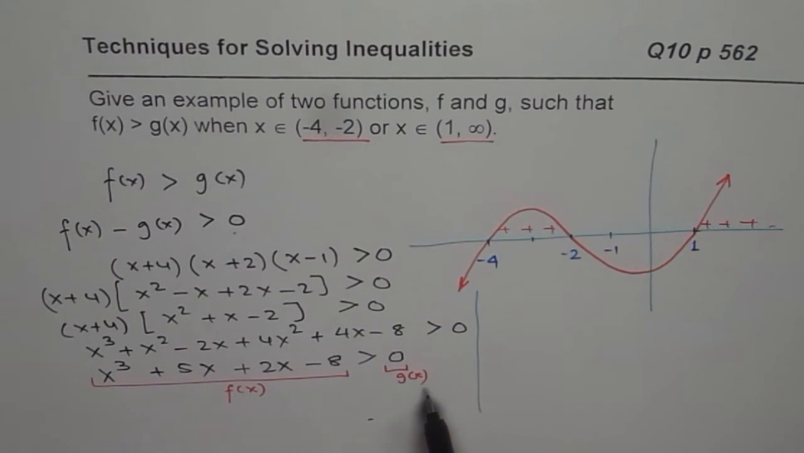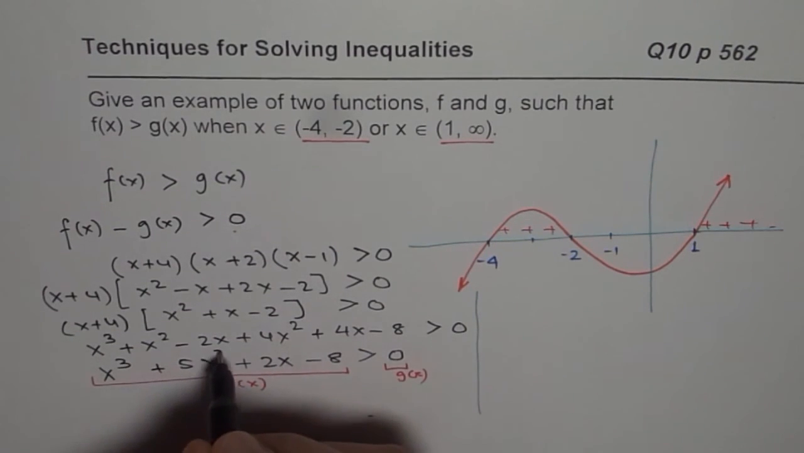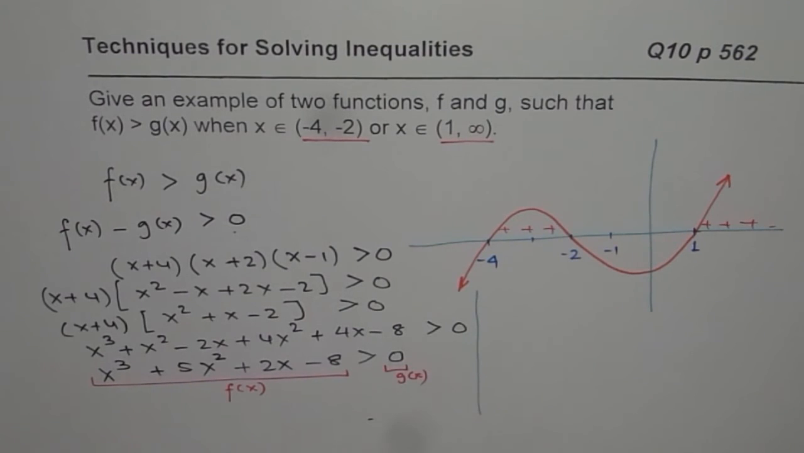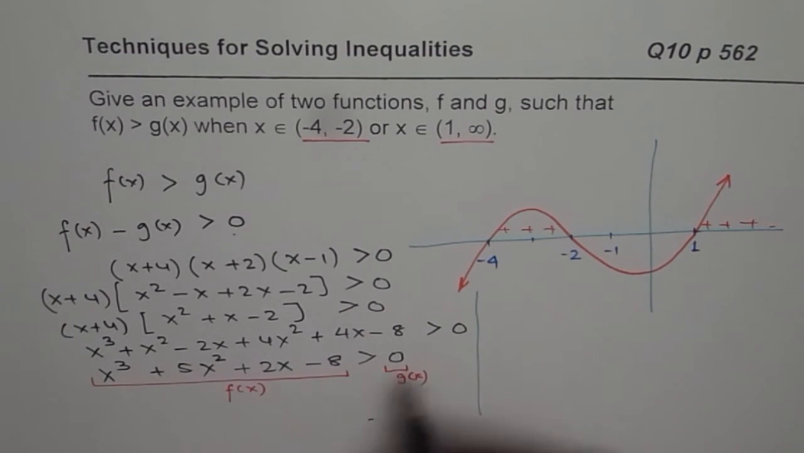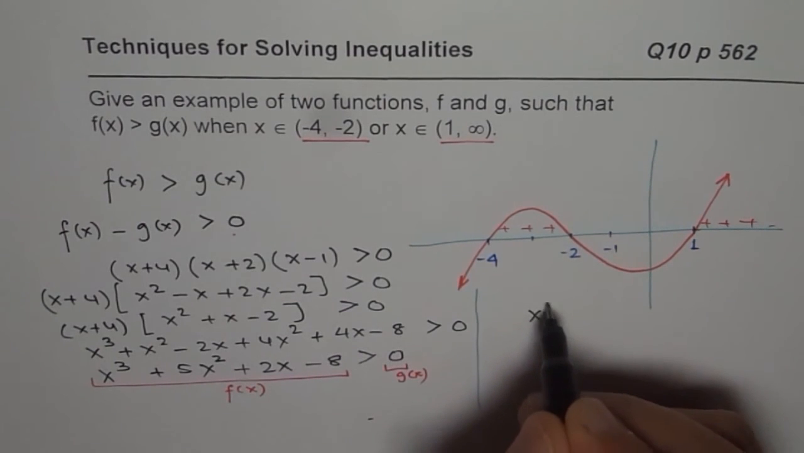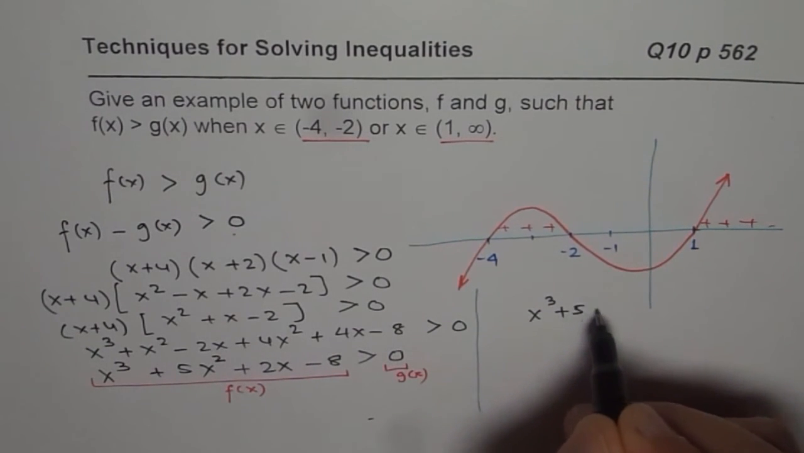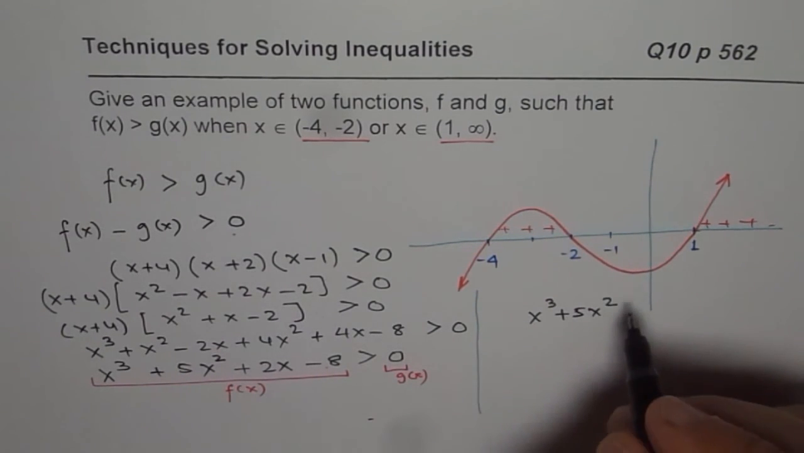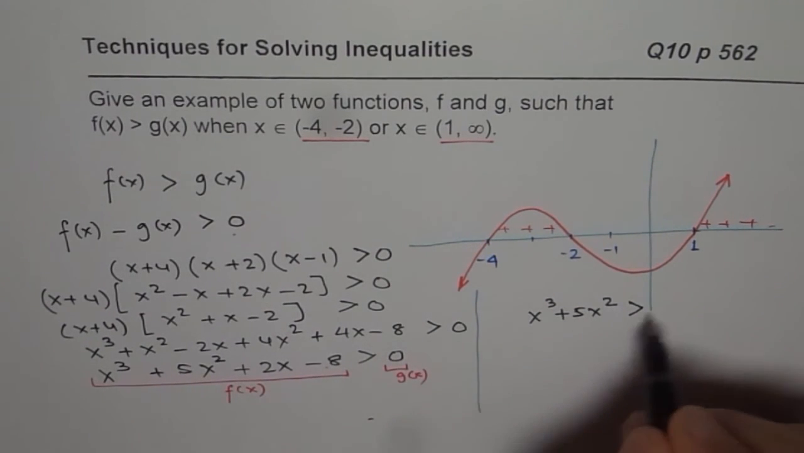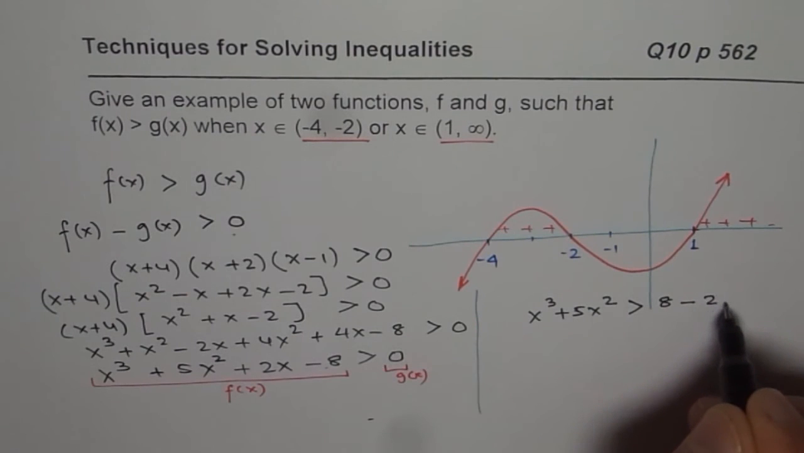What I could also do is, well, this is squared. Let me write it, I missed writing the square here. The other way I could do is take back these terms to the right side, which I like to do now. So I will rearrange these terms and write x cubed plus 5x squared, and I'll take those two terms to the right side: is greater than 8 minus 2x.